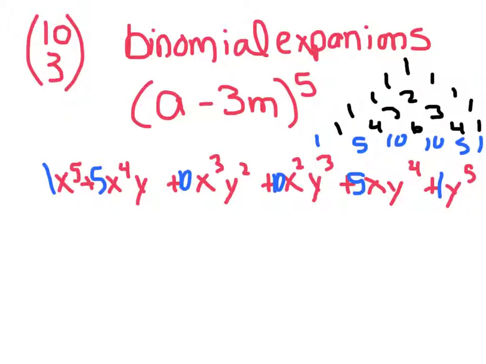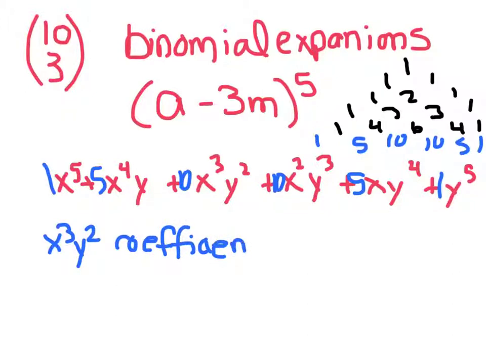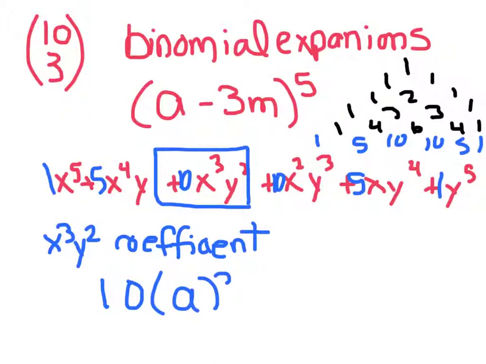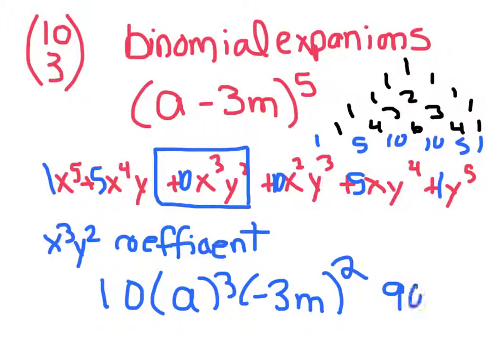And now, if I want to find, let's say, the x cubed y squared coefficient, that's this coefficient, and it's going to be 10 times a to the 3rd times negative 3m squared, and my coefficient is going to be 90 a cubed m squared.